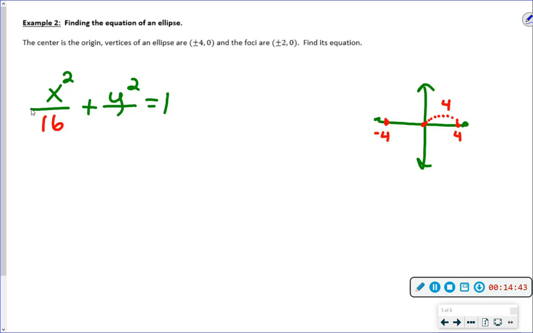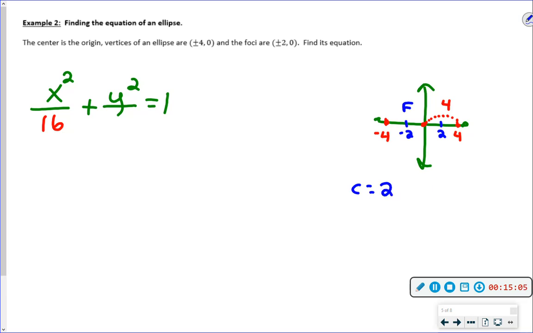Let's do the foci. I'm going to plot those: 2, 0, and -2, 0. I'm just going to put an F for foci, to color coordinate here. Now C, because obviously foci, C is the distance from the center to the focus point. Well, either way you cut it, we went 2 left, 2 right. So C is 2.